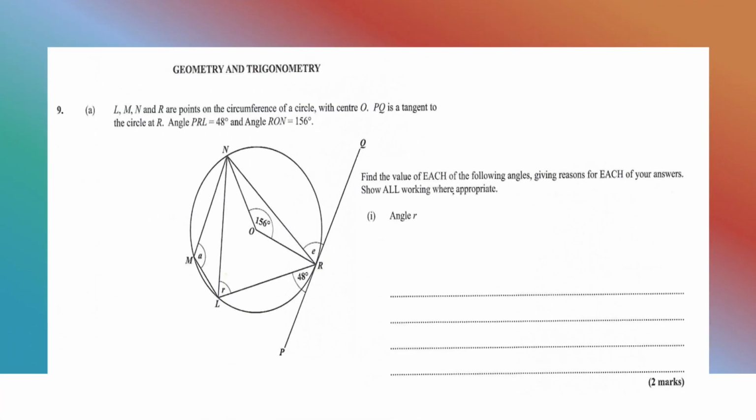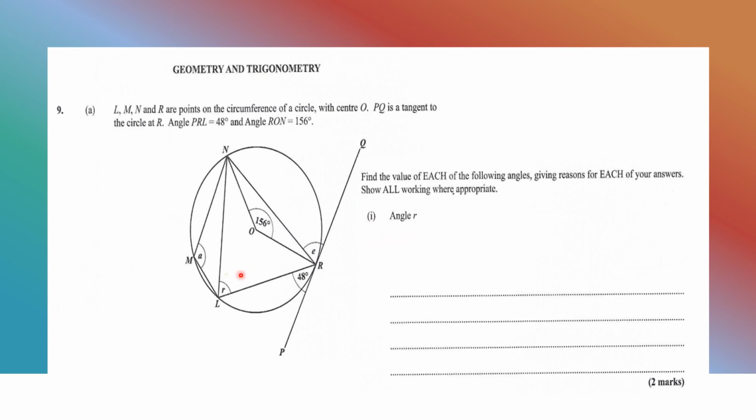Here we have question 9. It says L, M, N, and R are points on the circumference of a circle with center O. PQ is a tangent to the circle at R, angle R is equal to 48 degrees. We can see that there. Angle RON, which is O, is 156. Find the value of each of the following angles, giving reasons for each of your answers. Show all working where appropriate.